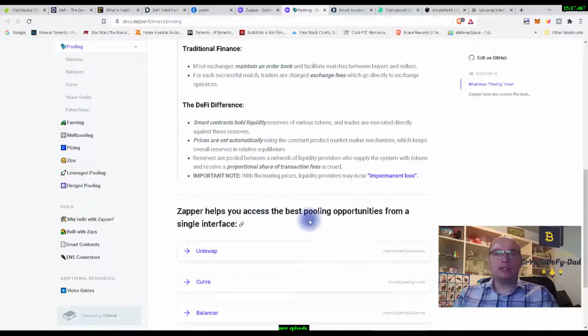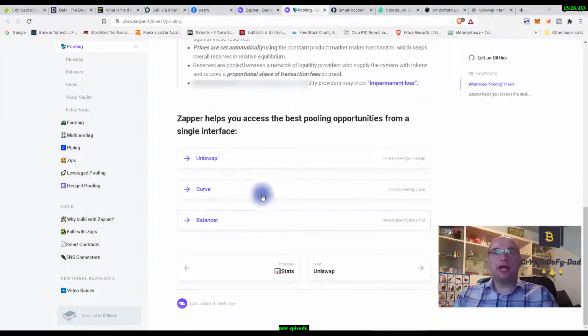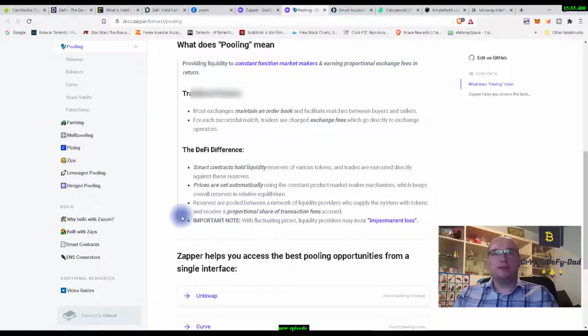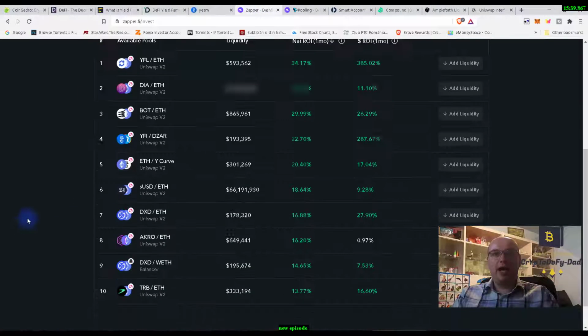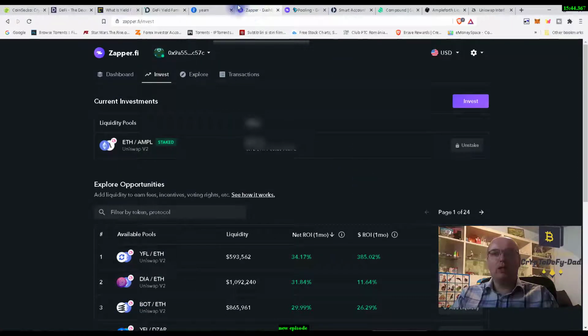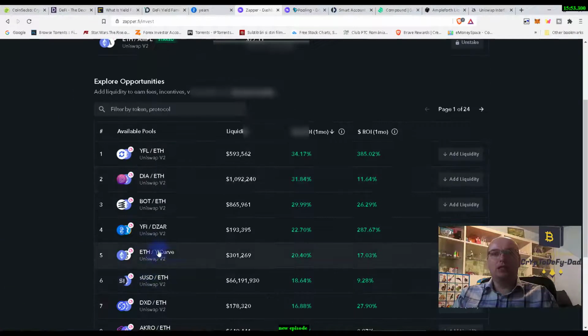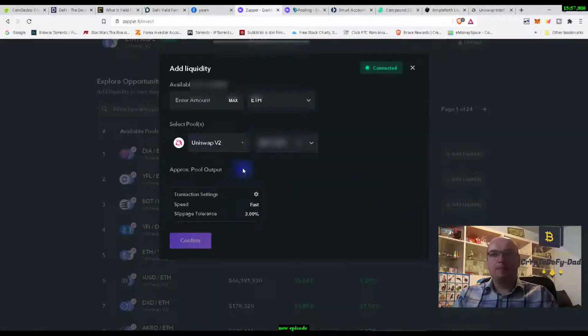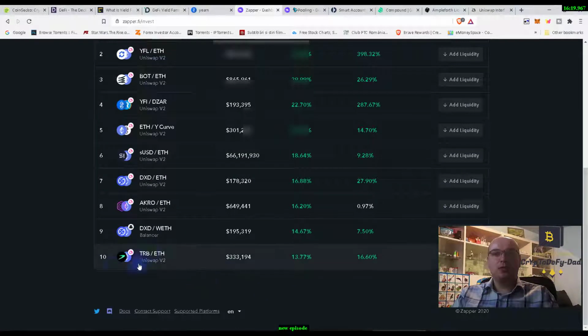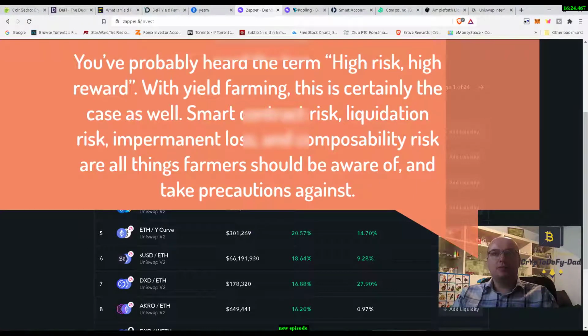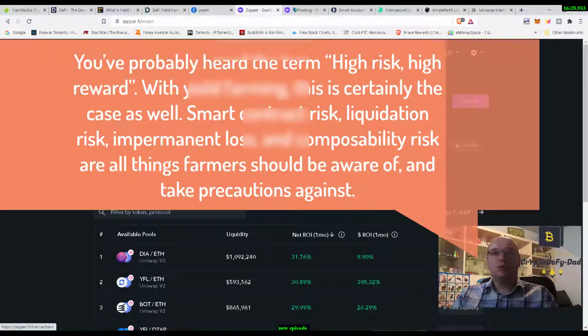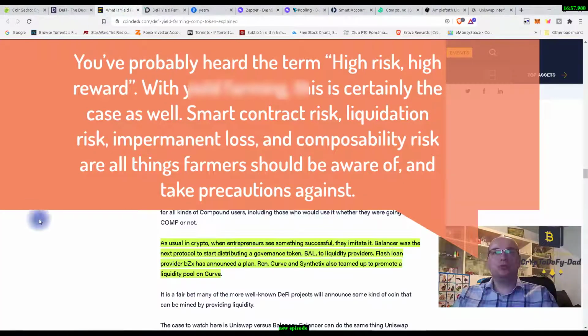Zapper helps you access the best pooling opportunities from a single interface. So we have zapper.fi that can help us use the Uniswap pool, the Curve pool, and the Balancer pool, all in one single app. We don't need to go to other places. We simply connect our MetaMask and we add liquidity here. See? This is how simple it is to use zapper.fi to do yield farming.